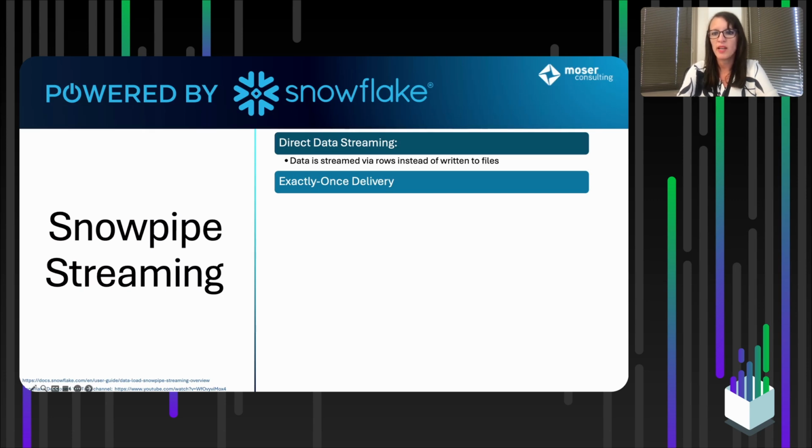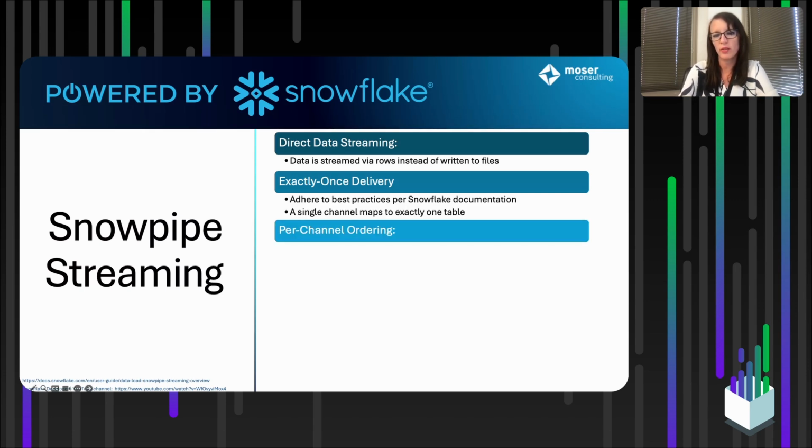Channels. The API ingests rows through one or more channels. A single channel maps to exactly one table in Snowflake. Multiple channels can point to the same table, but the ordering of rows and offset tokens are only preserved within a channel, not across channels that point to the same table.